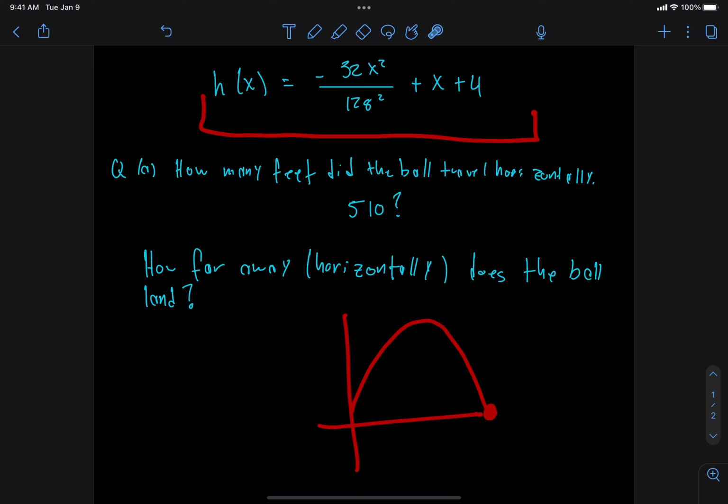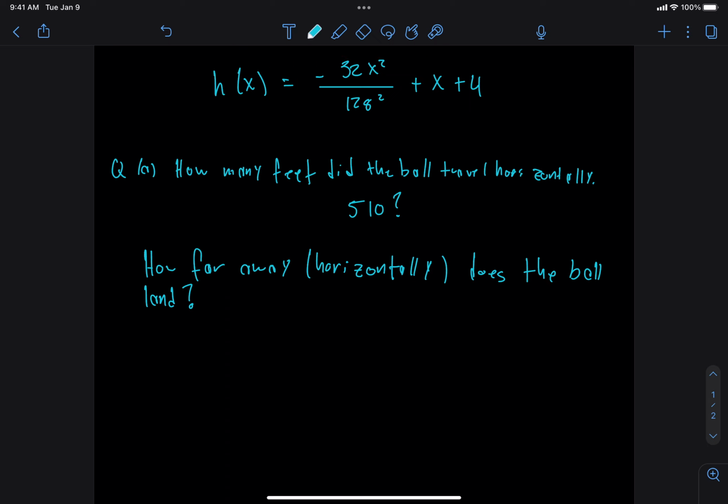If I'm asking how far away horizontally, I'm looking for an x value such that if I plug it into the right-hand side, I get 0 on the left-hand side. That's what I want to do. So I want to solve the equation negative 32x squared over 128 squared plus x plus 4 is equal to 0. That's my goal.